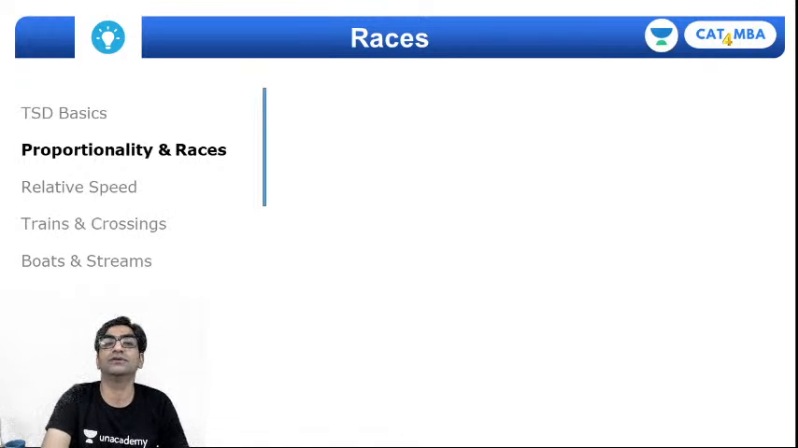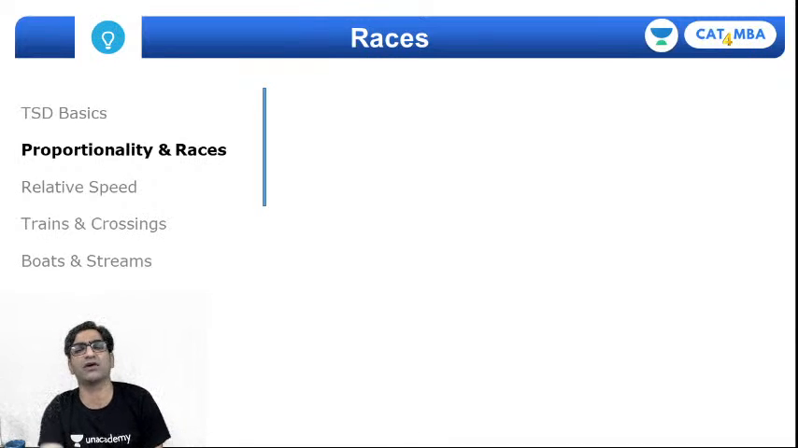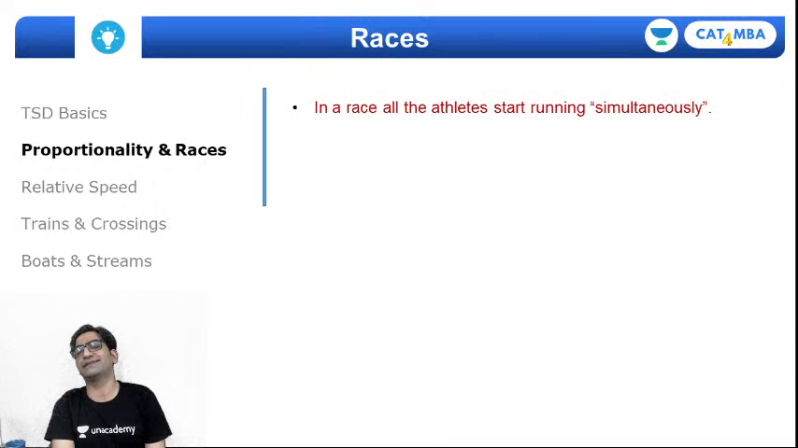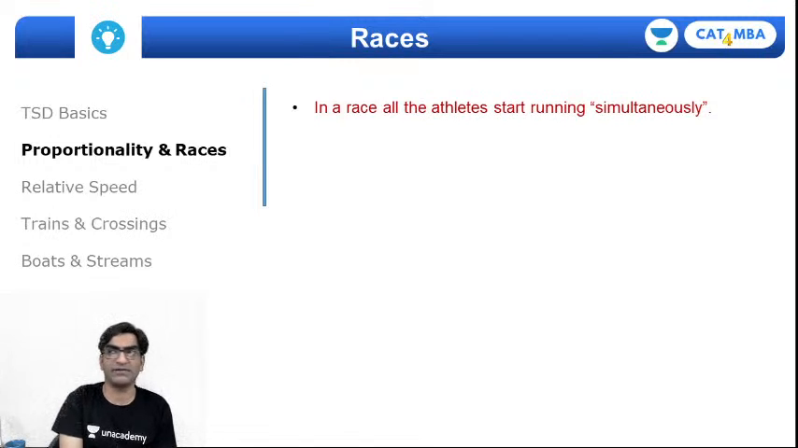OK, so next up, besides proportionality, we also study questions on races. What happens in races? What is a race? All athletes in a race, right? Remember, we generally tend to think or imagine races as travel where distances are equal, right? Everybody runs a 100-meter dash, right? Well, everybody does indeed target the 100 meters, right?